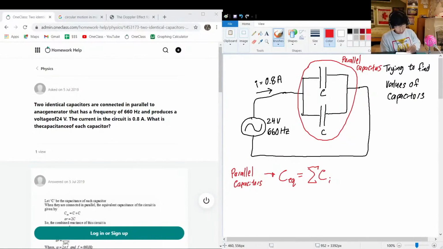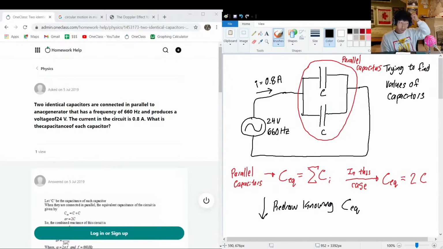So in this case, CEQ, if we were to compress these two capacitors into a single capacitor, we would just get 2C. Nice and easy. So let's redraw the circuit, knowing CEQ. This should be nice and straightforward.